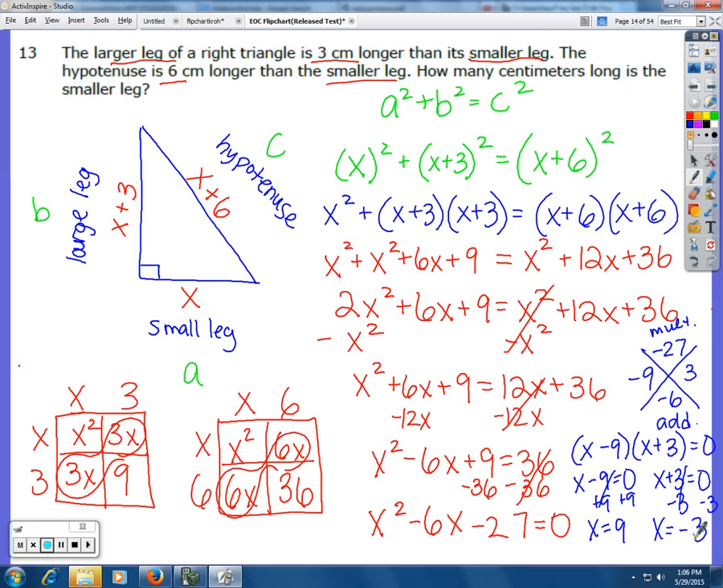Now, I finally have x, which is good. The question says, how many centimeters long is the smaller leg? Well, we can't have a negative distance, so negative 3 can't be it. So x is going to be 9. The small leg is whatever x is. So that means that the small leg is 9 and our units are centimeters. So that smaller leg is 9 centimeters long.